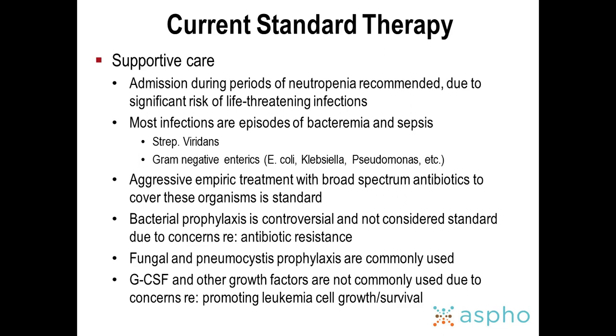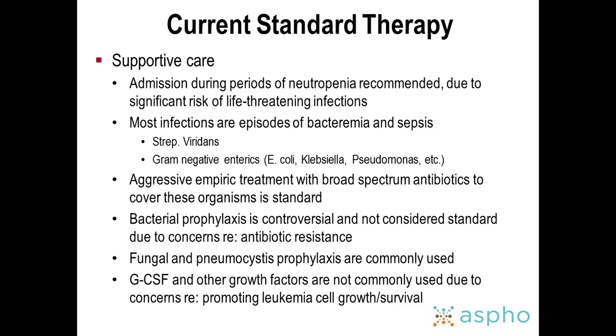Okay. They would like you to understand supportive care in AML, and this is really important. AML therapy is really toxic. The quality of supportive care can make a huge difference in outcomes. So typically, we recommend admission during periods of neutropenia due to the significant risk of life-threatening infections, primarily bacterial sepsis, but also fungal infections. Most of these infections are with strep viridans or the viridans family of strep, or gram-negative enterics. Aggressive empiric treatment with broad-spectrum antibiotics to cover these organisms should be standard.